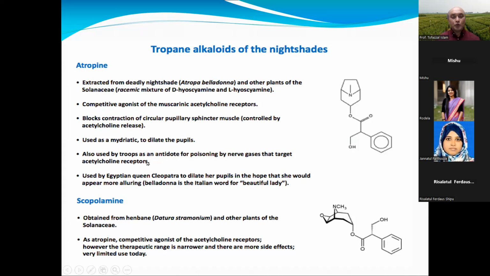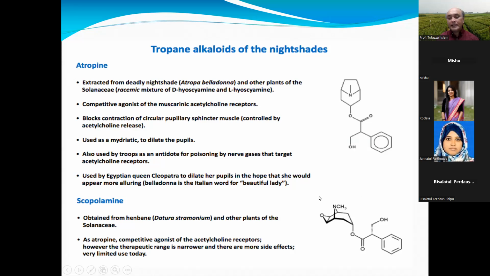It is also used by troops as an antidote for poisoning by nerve gases that target acetylcholine receptors. And it has been used by the Egyptian queen Cleopatra to dilate her pupils in the hope that she would appear more alluring, a more beautiful lady.